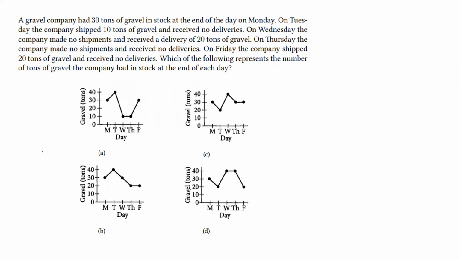Sometimes the option choices are going to be line graphs themselves. In this case, simply read the information that is given to you carefully and eliminate wrong answers as you go. Notice that we start uniformly with 30 in all 4 option choices. The first change is when Tuesday comes, in which 10 tons are shipped and there's no deliveries. Shipping the gravel out of the store, or the stock, is going to be subtraction. Therefore, we do not gain. Instead, we decrease.